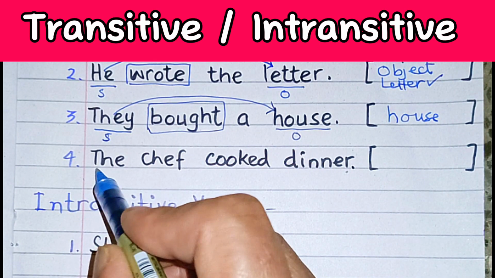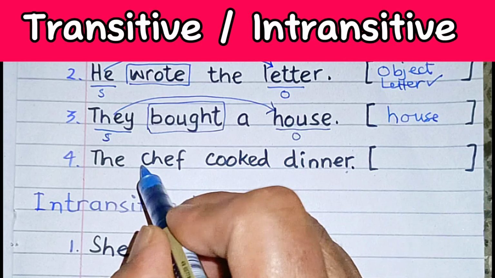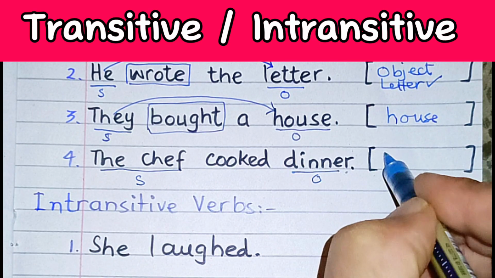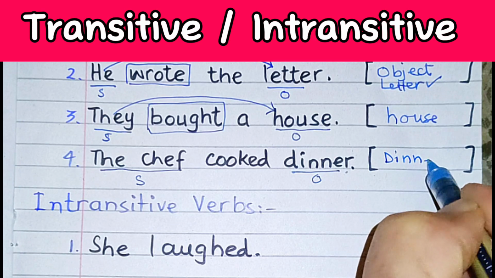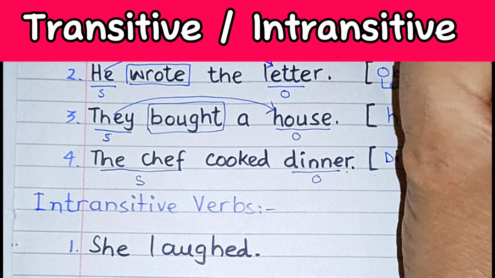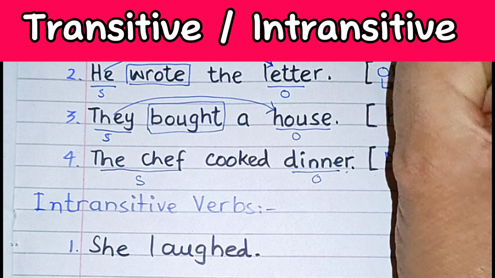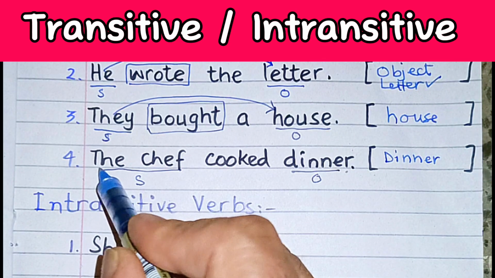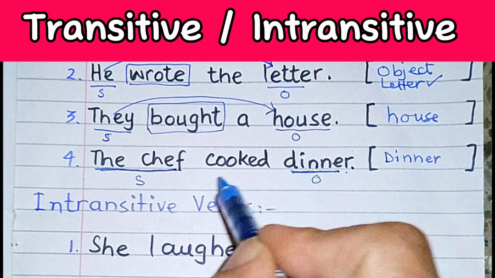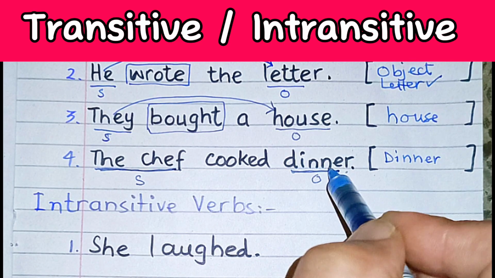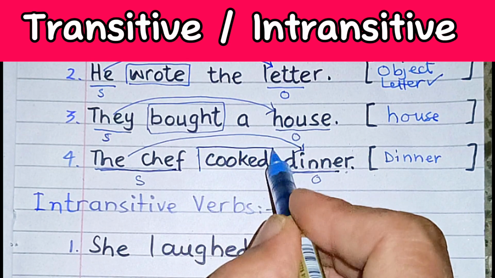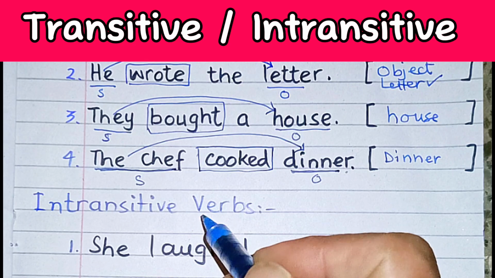Now look at sentence number 4. The chef cooked dinner. Over here the chef is the subject and dinner is the object. So all these are actually objects of these 4 sentences. Once we get to know that this chef is actually doing something, he is cooking dinner, again the action transfers from subject to the object, and this verb is going to be called a transitive verb.